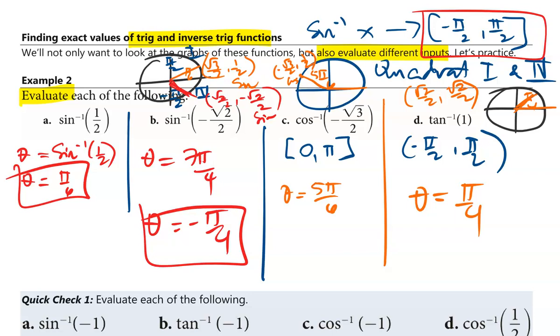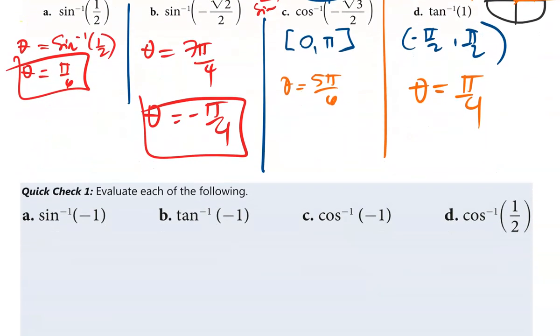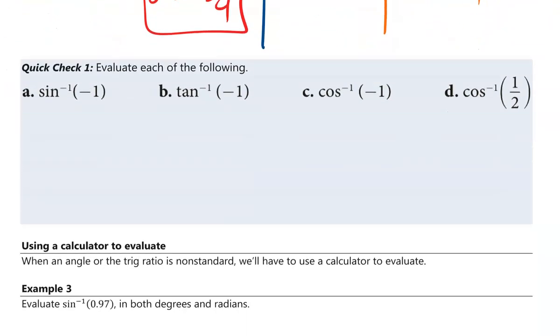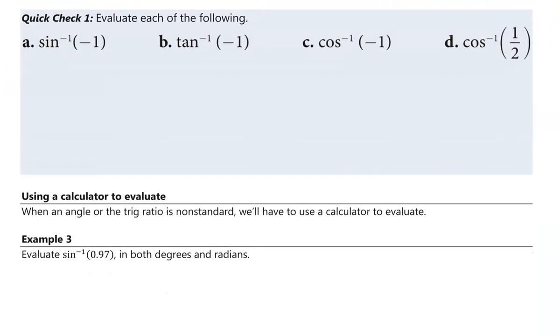Okay, let's try more examples here. Quick check. Number 1, evaluate each of the following. Inverse sine of negative 1. On the unit circle, negative 1 is here, this is 0, negative 1, and this is 3 pi over 2.